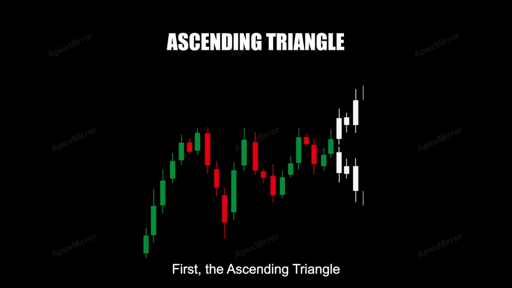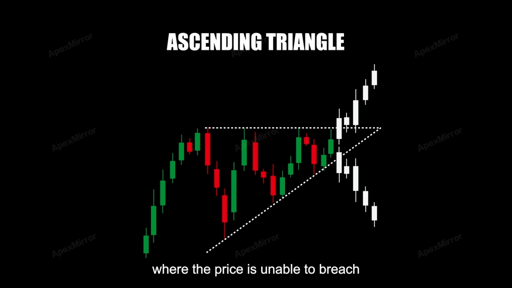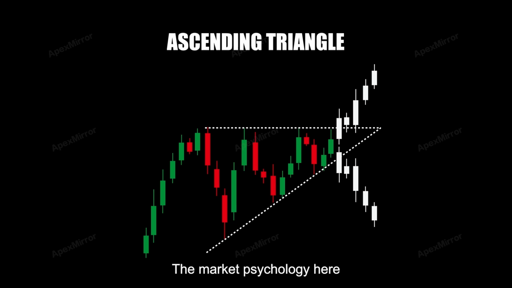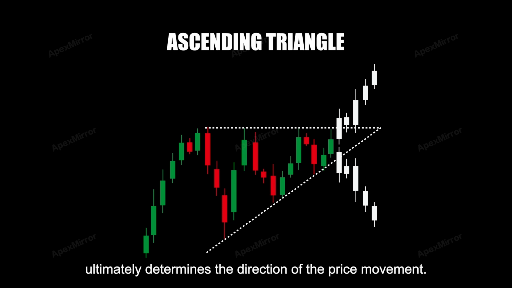First, the ascending triangle features a horizontal upper trend line and an ascending lower trend line. This pattern forms during a phase where the price is unable to breach a consistent resistance level, the horizontal line, but the lows are increasingly higher, showing a compression of price. The market psychology here reflects a balanced battle between buyers and sellers keeping the price from breaking the resistance, and buyers gradually lifting the lows. The breakout, either above the resistance or below the ascending line, ultimately determines the direction of the price movement.